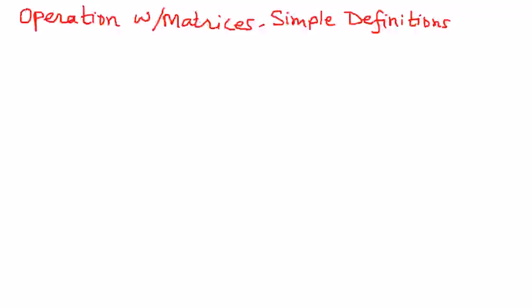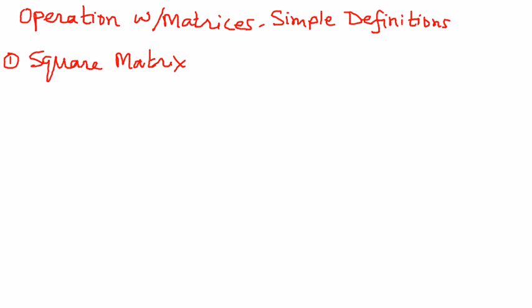Let me write this here. Square matrix. A square matrix is a matrix where the number of rows is equal to the number of columns.